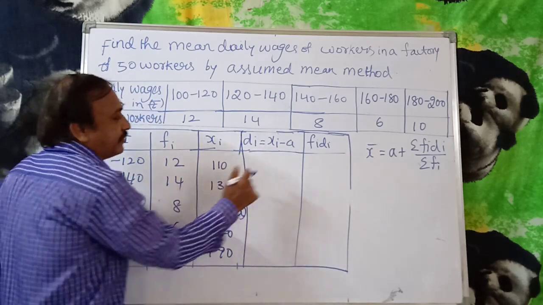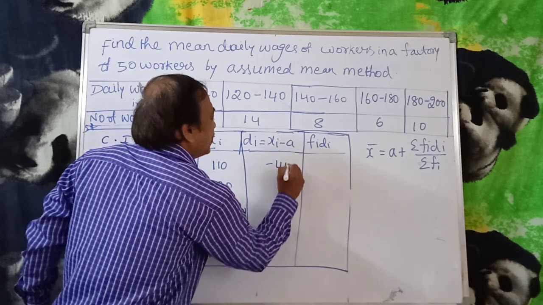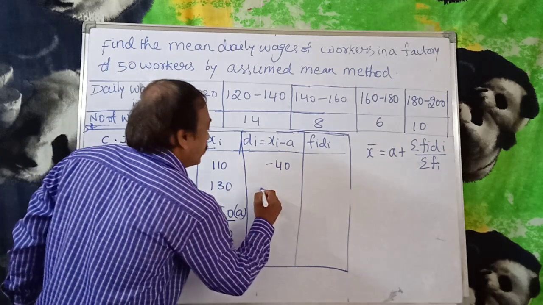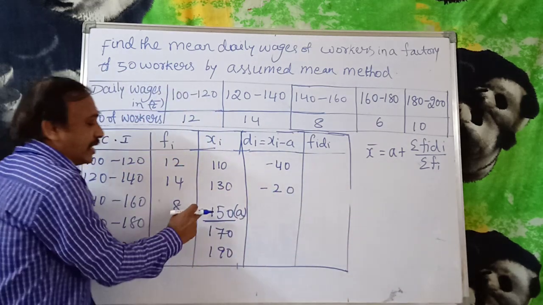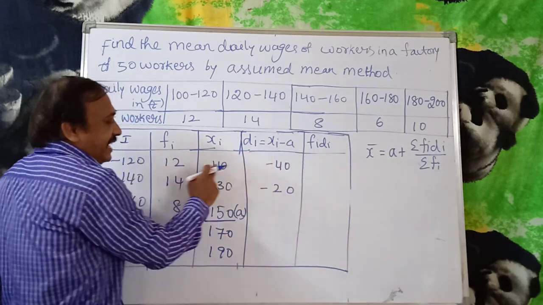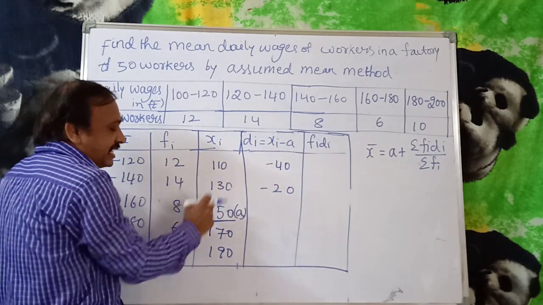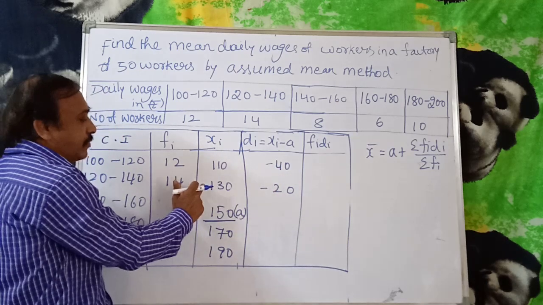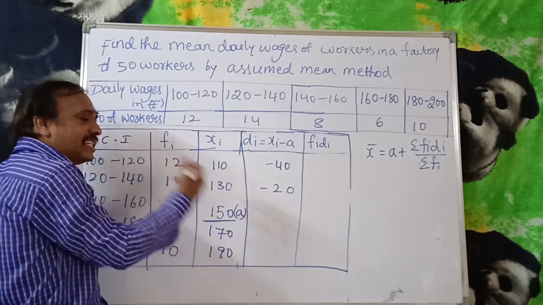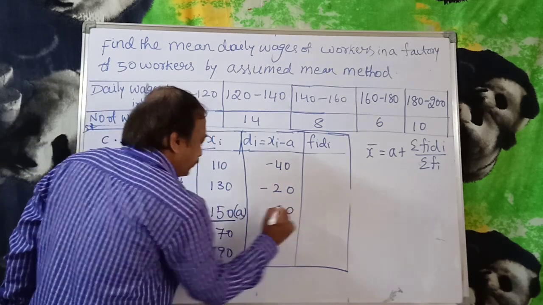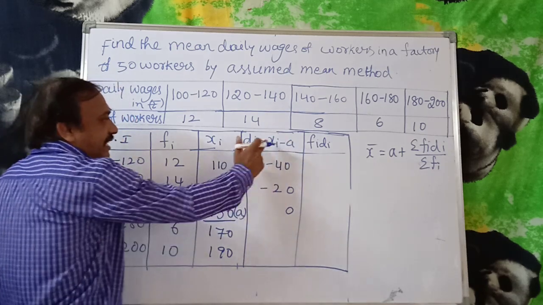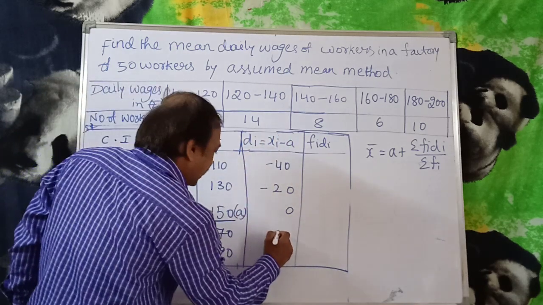Xi is 110 for the first one. 110 minus 150 will give you minus 40. 130 minus 150 will give you minus 20. 150 minus 150 is 0. Next, 170 minus 150 is 20.